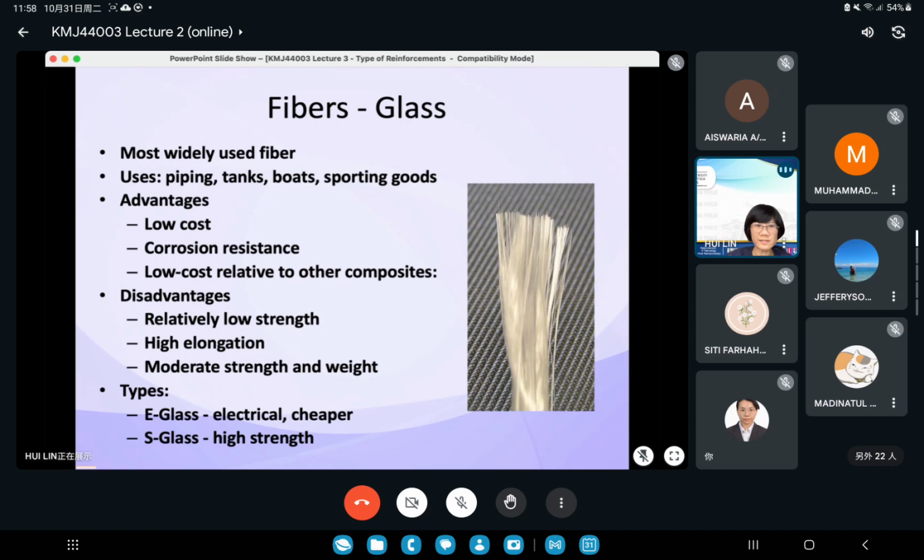And what are the disadvantages? They are quite low in strength, compared to carbon, aramid, those advanced fibers for sure. The strength is quite low, so that's why the selling price is also low. Sorry, it's not S class, it's E class. E class is the cheapest. Then you can always find it in electrical applications.